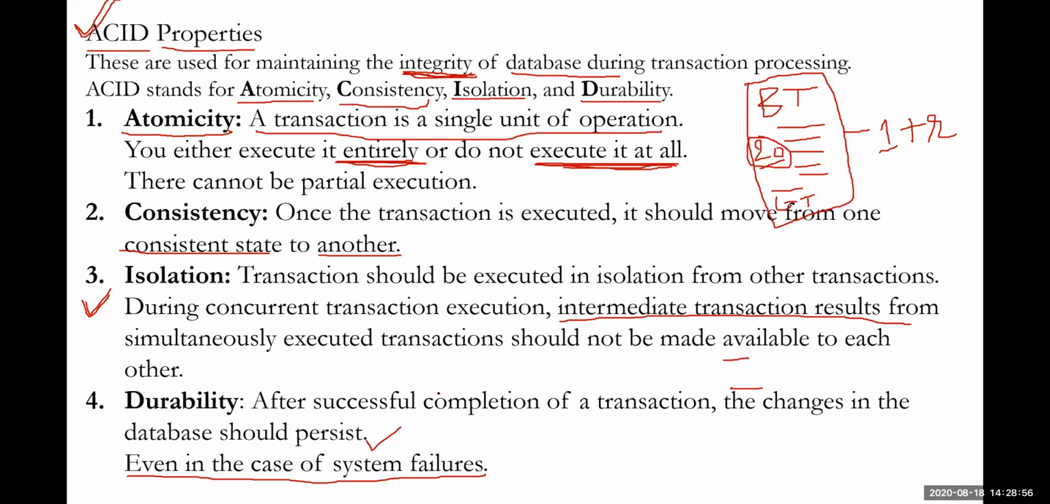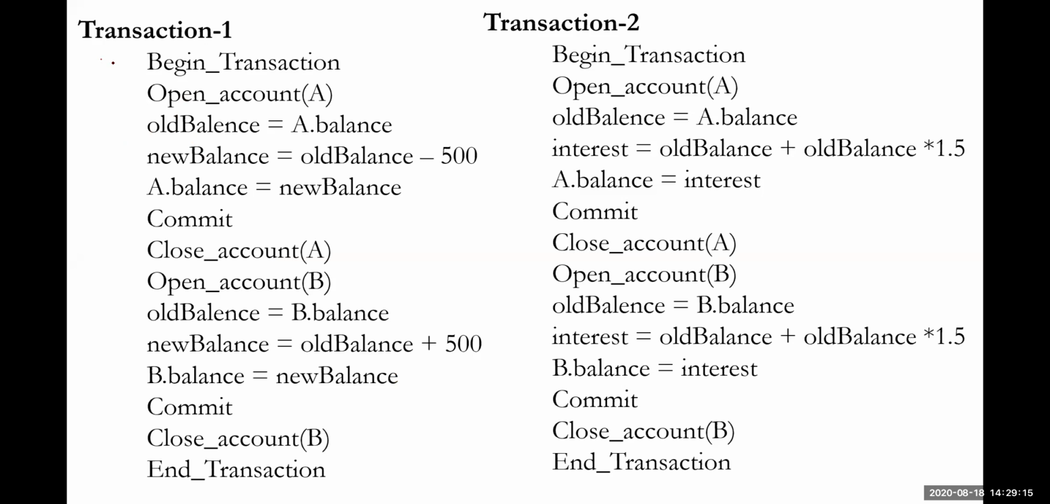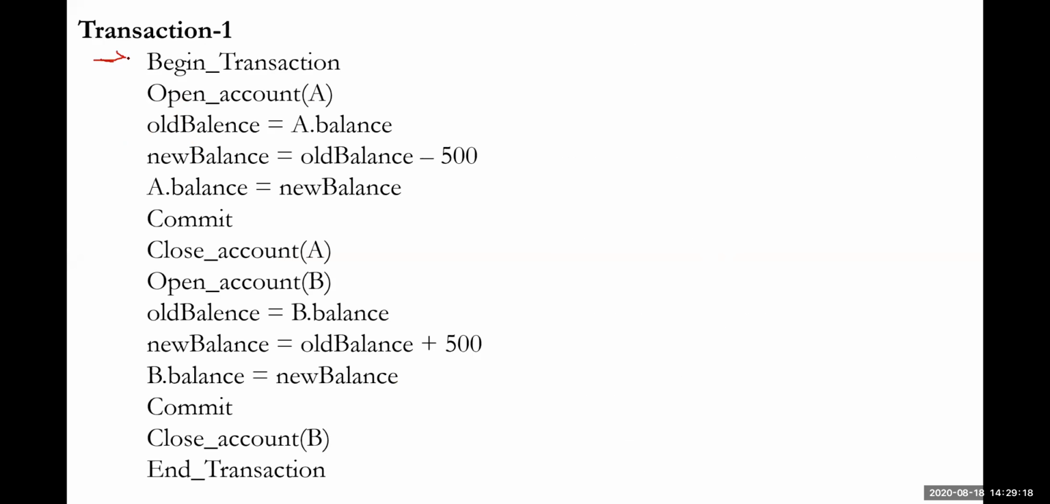Let me explain everything by taking one or two transactions into consideration. Look at this. This is one transaction. Let me explain this transaction first, then we will apply the ACID properties on it. Your transaction has been started here. What exactly you are doing here is transferring 500 rupees from account A to account B.